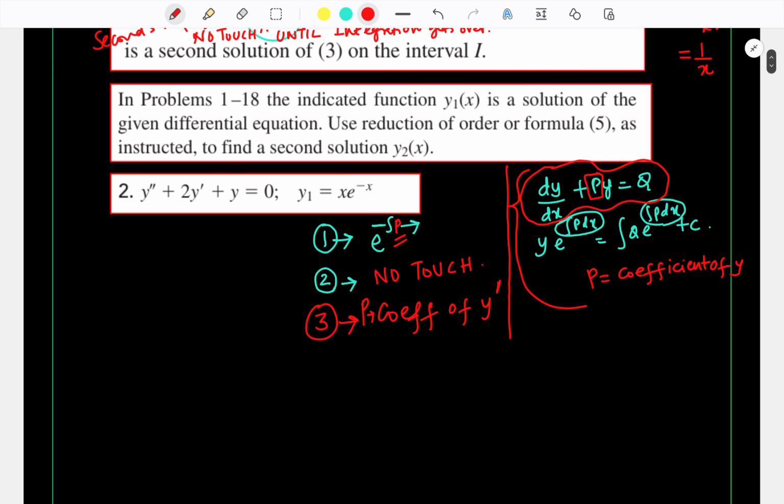So let's go to the first question. In problems 1 to 18, the indicated function y1 of x is a solution of the given differential equation. So already they told y1 is a solution.